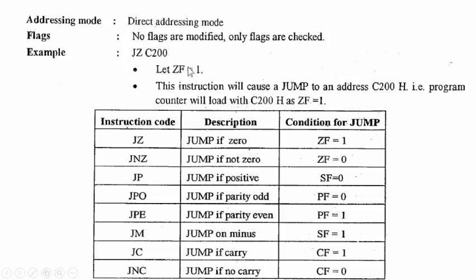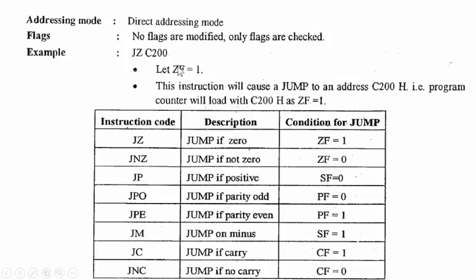So suppose zero flag bit is 1, that means condition is true. So this instruction will cause jump to new address C200X, that is the program counter will load with C200X. In the program counter you will get C200X, and then execution will start from this C200 location. Why? Because this zero flag is set, that is condition is true.